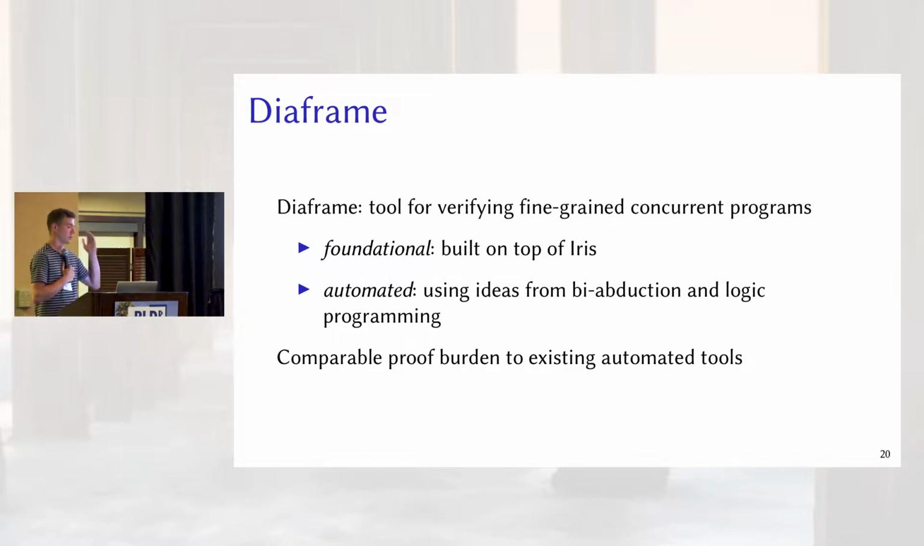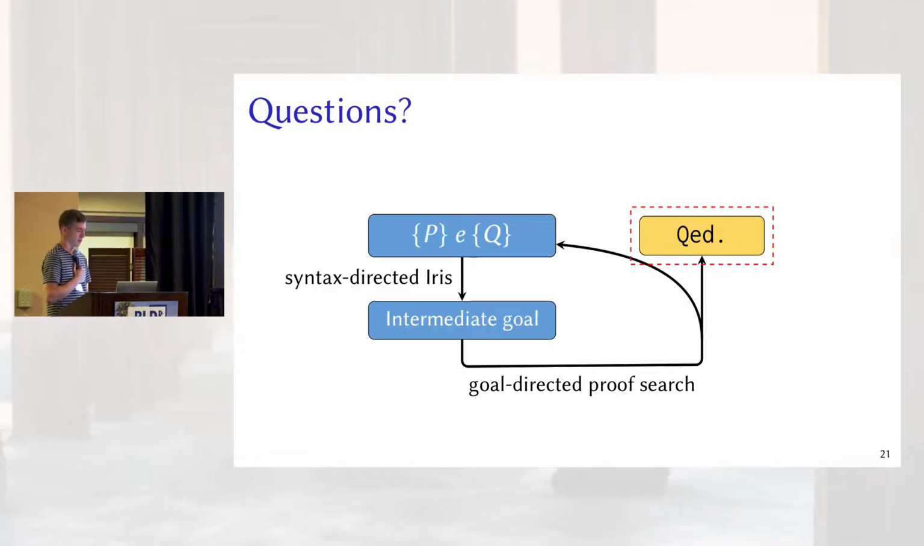So to conclude, I present Diaframe, a tool for verifying fine-grained concurrent programs. It's foundational, being built on top of the Iris framework for separation logic, and it's automated using ideas from bi-abduction and logic programming. And we found that the proof burden of Diaframe is comparable to that of existing tools. And with that, I'm happy to take any questions.